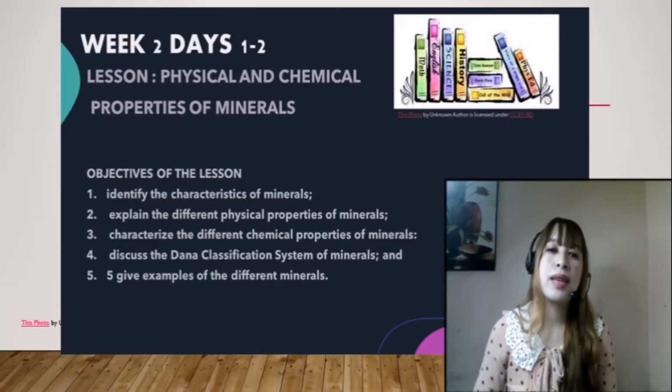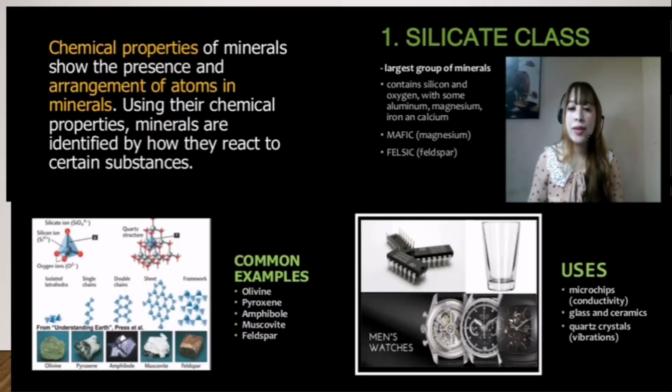So the physical and chemical properties of minerals. Let's start with the chemical properties of minerals. They show the presence and the arrangement of atoms in minerals. Using their chemical properties, minerals are identified by how they react to certain substances. That's why we call it chemical properties.